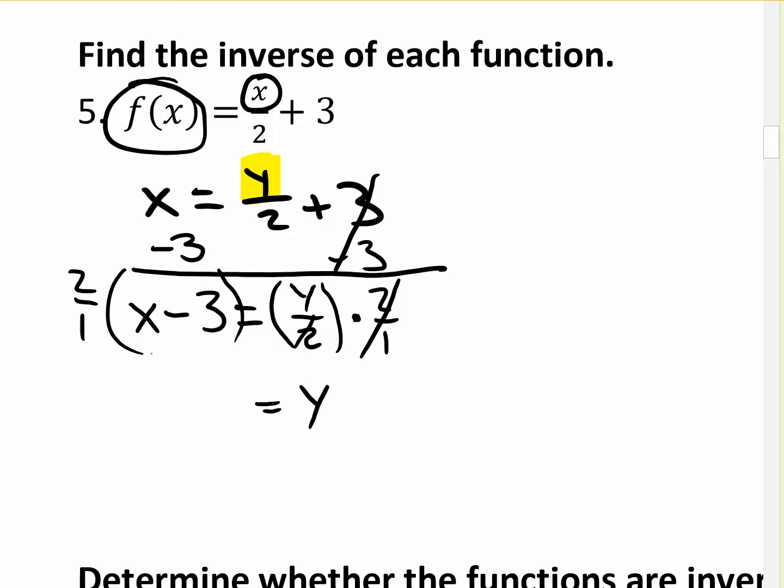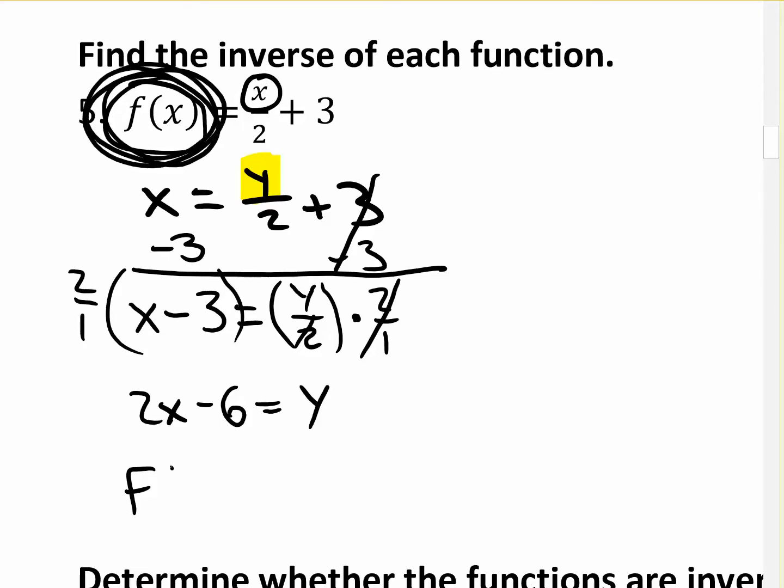Now distribute the 2, so it'll be 2x minus 3. Do you see my mistake? It won't be minus 3 because that has to multiply by 2 as well. So let's fix that. It should be 2x minus 6. Very last step. We have to rewrite it with the label. Since this function was f of x, we've just found its inverse, f inverse of x. So write that instead of y. Now we're done.